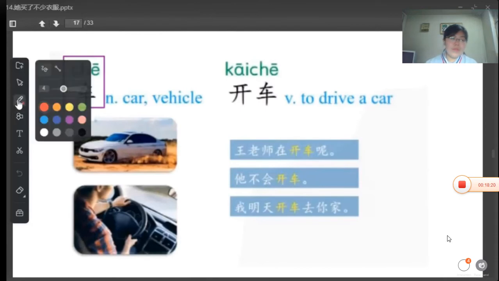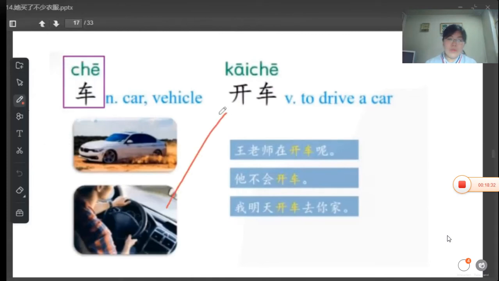Point to these words. It's a verb, 开车, drive a car. 车 is a noun, it means car. 开车 is a verb, it means to drive a car. 王老师在开车呢. 王老师 is the subject. 在开车呢, 在 shows us doing something.